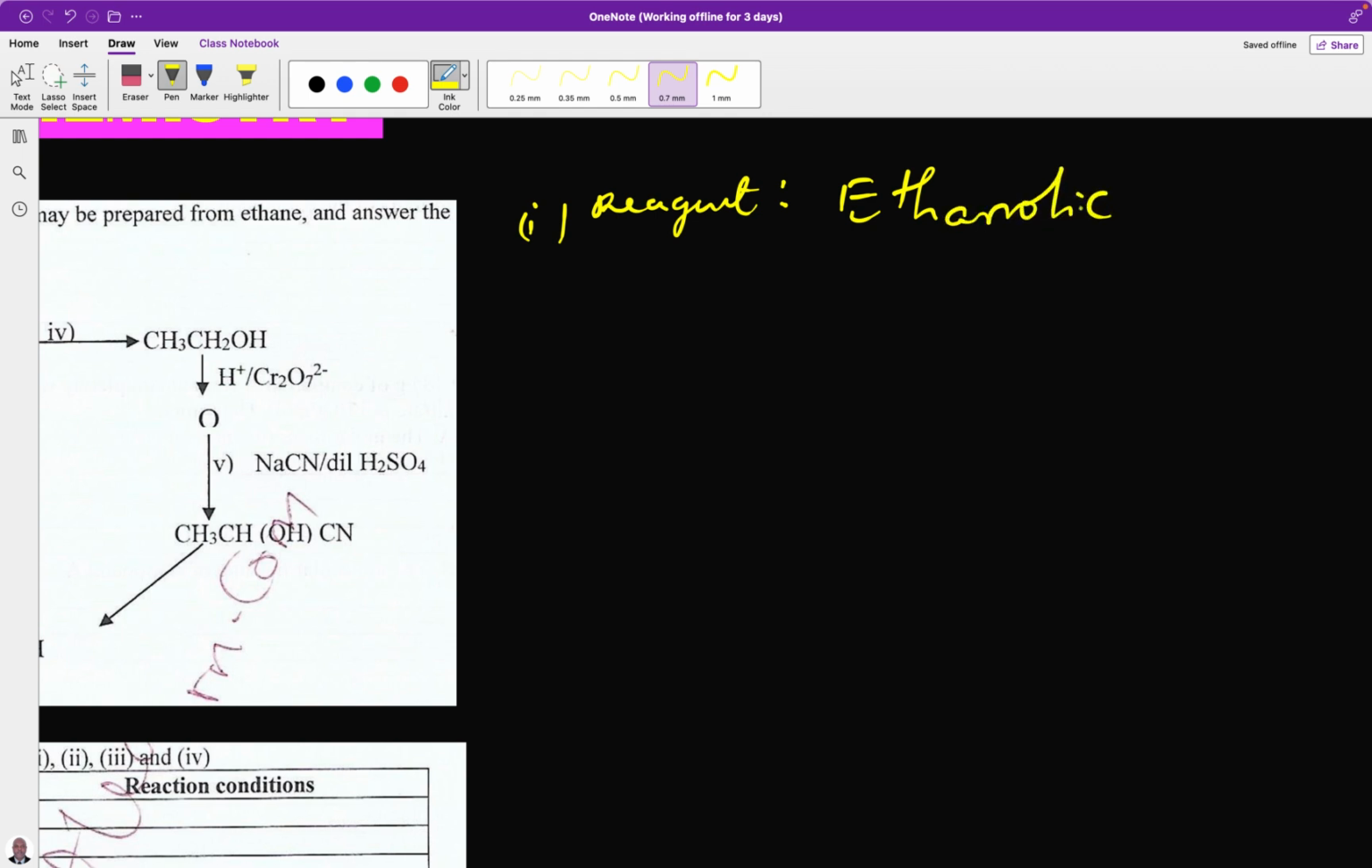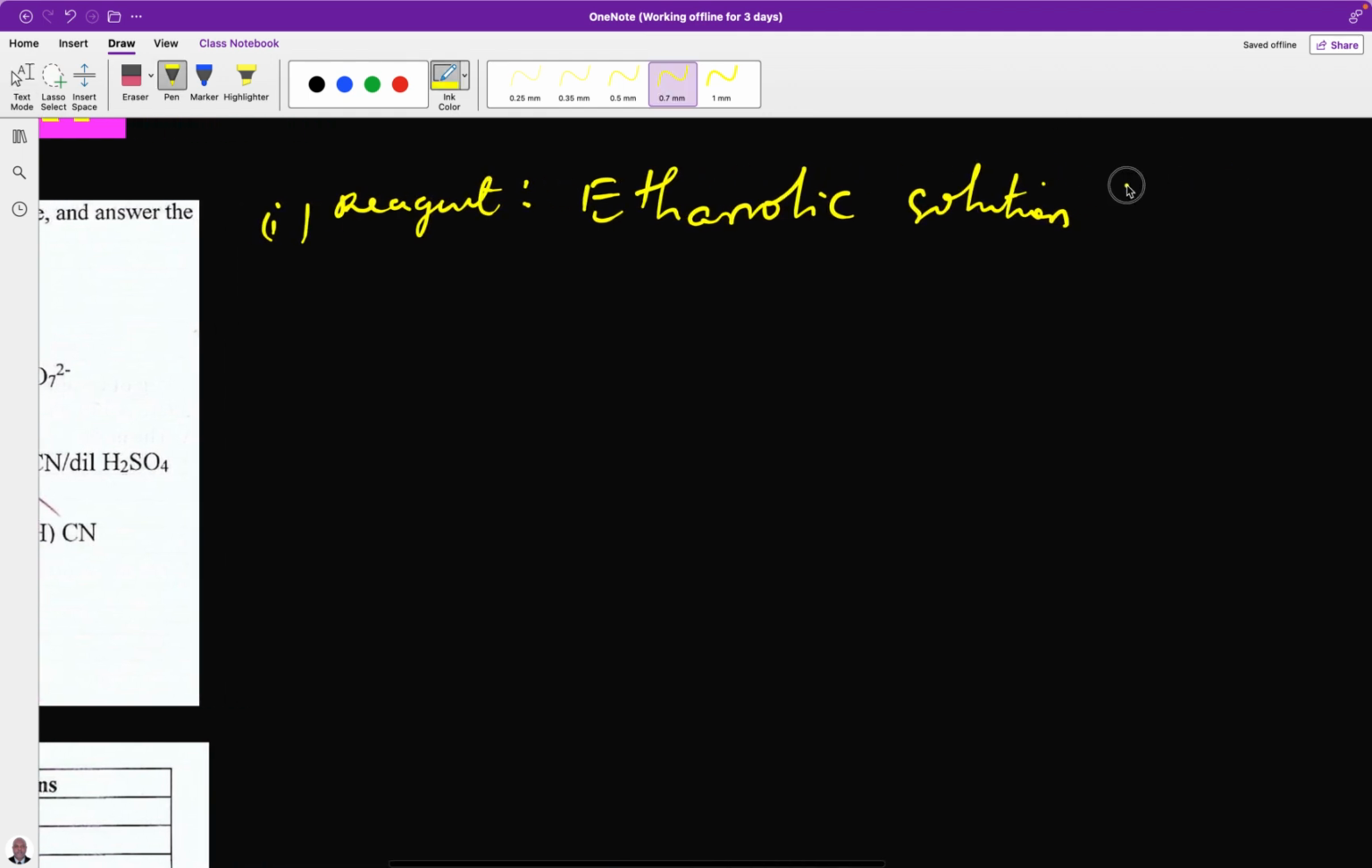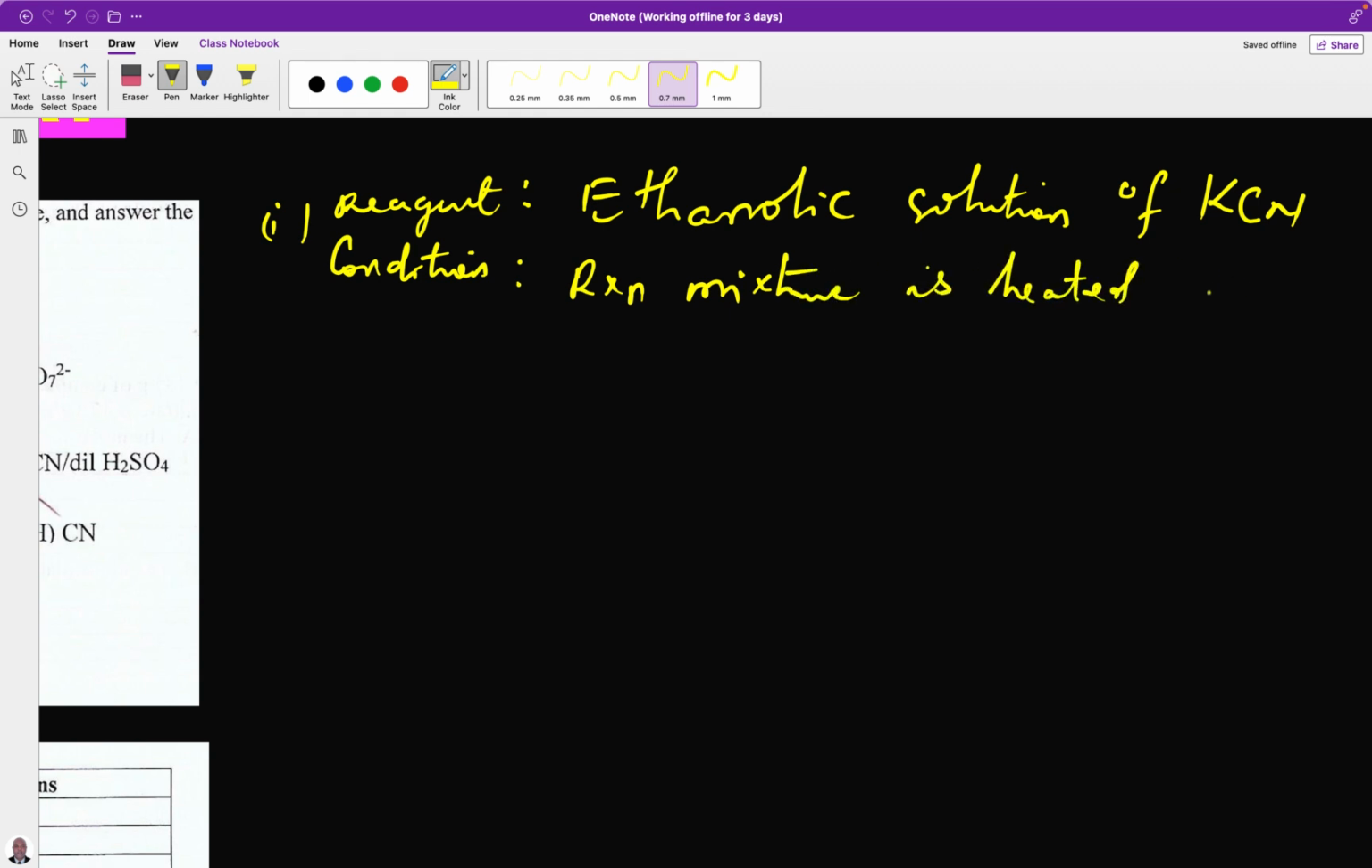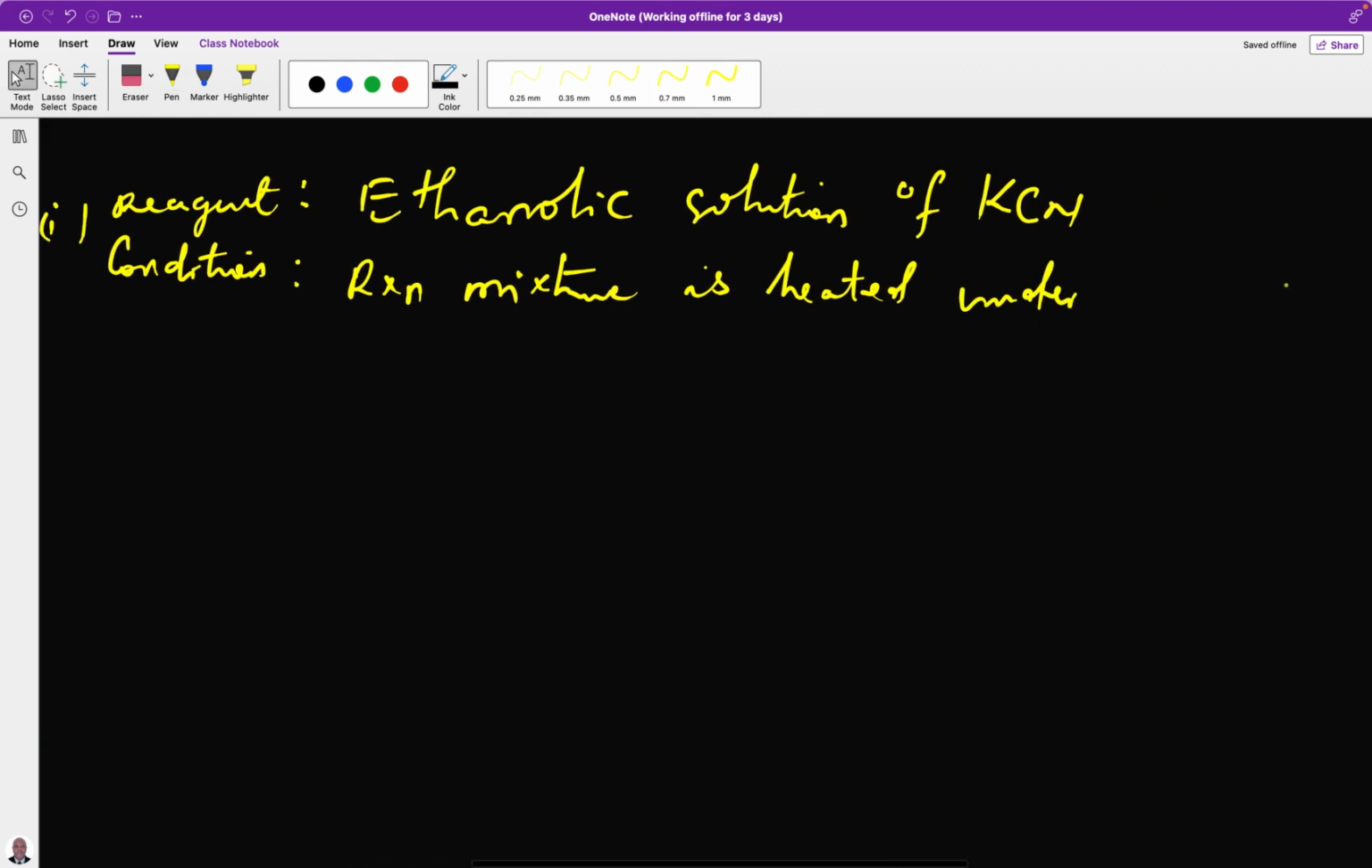Ethanolic solution of potassium cyanide. Then what are the conditions? The condition: potassium cyanide in ethanol. Chemists call it an ethanolic solution. So we can say the reaction mixture is heated under reflux.